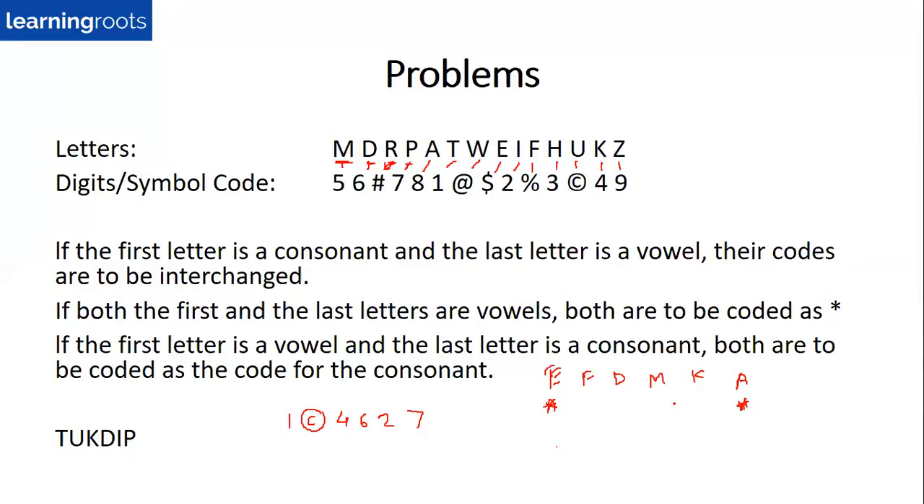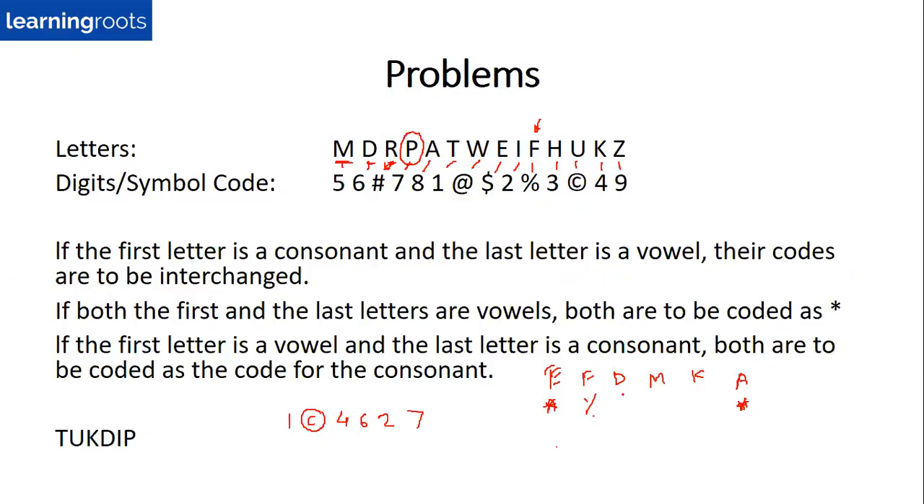FDMK, that will be coded as percentage. So F is percentage. In the next one, I think there is a small typo. That's why I'm solving on this slide. So P is 7 and F is percentage. That's why I can see a lot of you have given asterisk 7 as the answer.